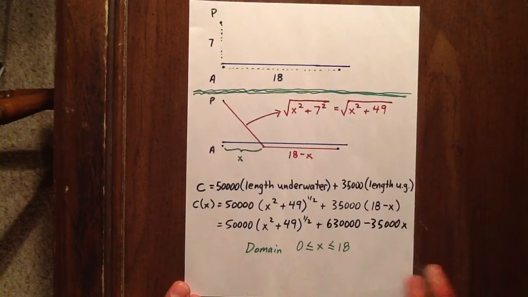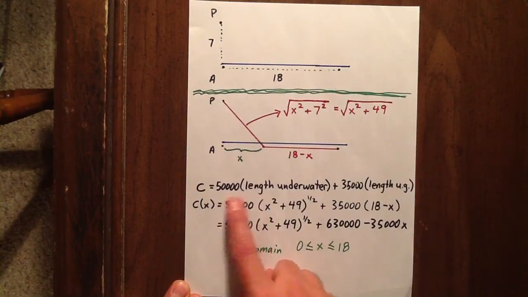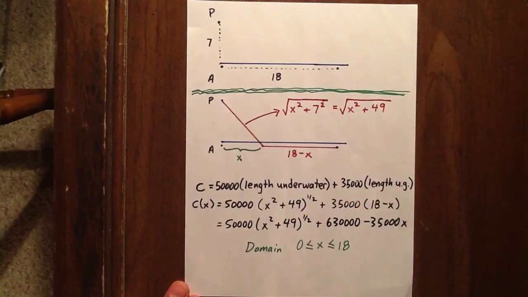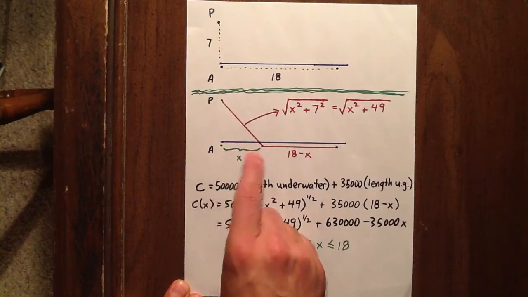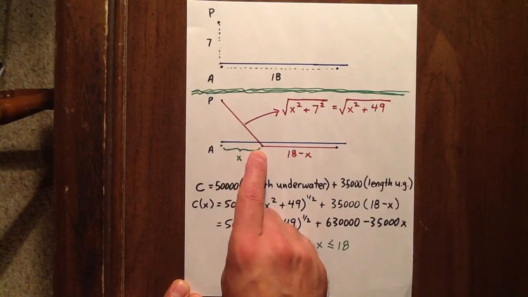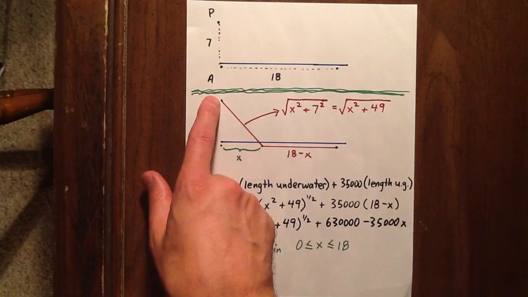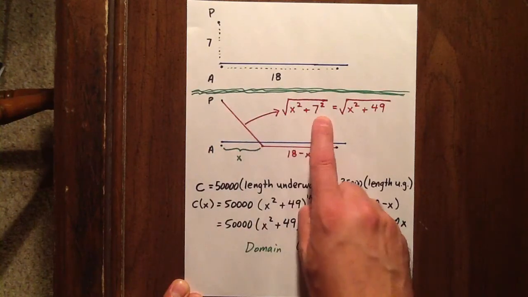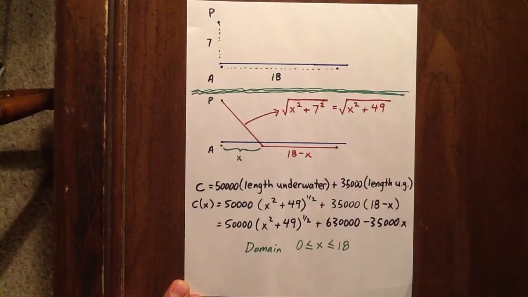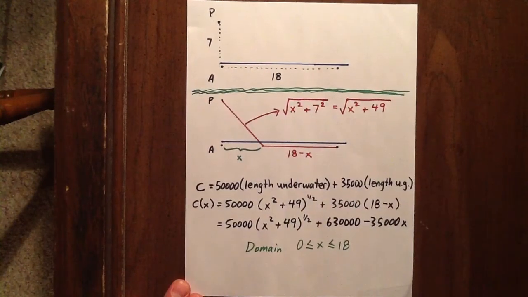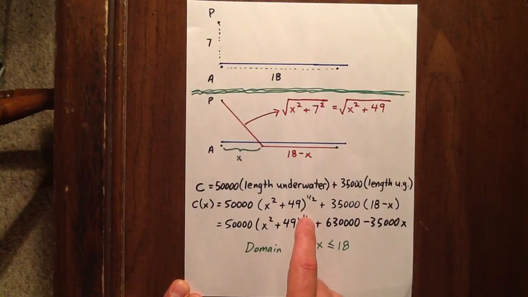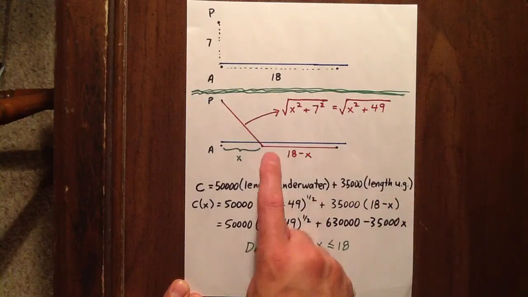Well, we know that the ultimate cost is going to be 50,000 times the length underwater plus 35,000 times the length underground. Well, what is the length underwater? If we let this value be x, then what we have is a right-angled triangle with one side of 7 and one side of x. So the hypotenuse is going to be the square root of x squared plus 7 squared, which is the square root of x squared plus 49. So the cost is 50,000 times (x squared plus 49) to the 1/2, plus 35,000 times the length underground.